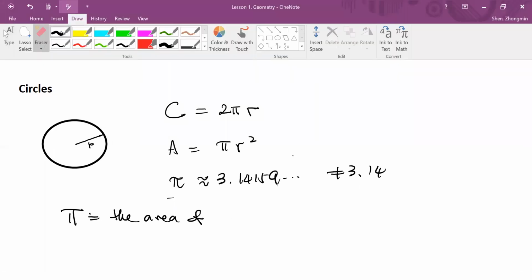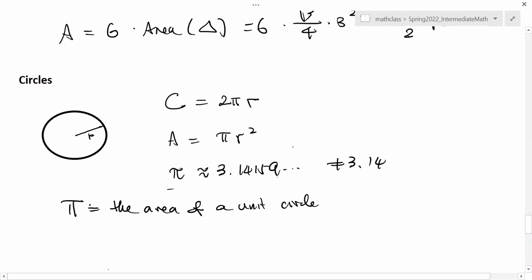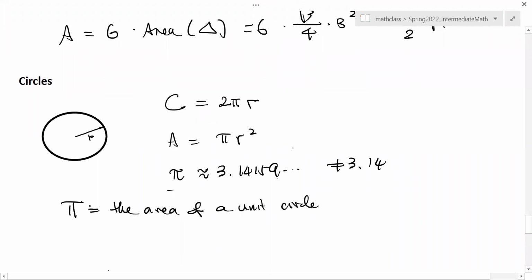So if we ask what is the value of pi, then just say it is the area of a unit circle, the circle with radius equal to 1. It's half of the circumference of the unit circle also. So pi can be defined without units here. It is the area of a circle without mentioning the units.